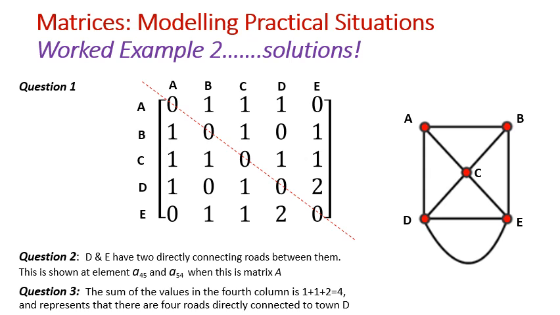And the final question, the sum of the values in the 4th column. Let's have a look at the 4th column, column D. It's got a 1, it's got a 1, it's got a 2. They add all up to 4, and that represents the fact that there are 4 roads that directly connect to the town D. Well, let's just go and have a look at town D, put our cursor over that particular vertex, and we see that there's 1, 2, 3, 4 roads that connect them.